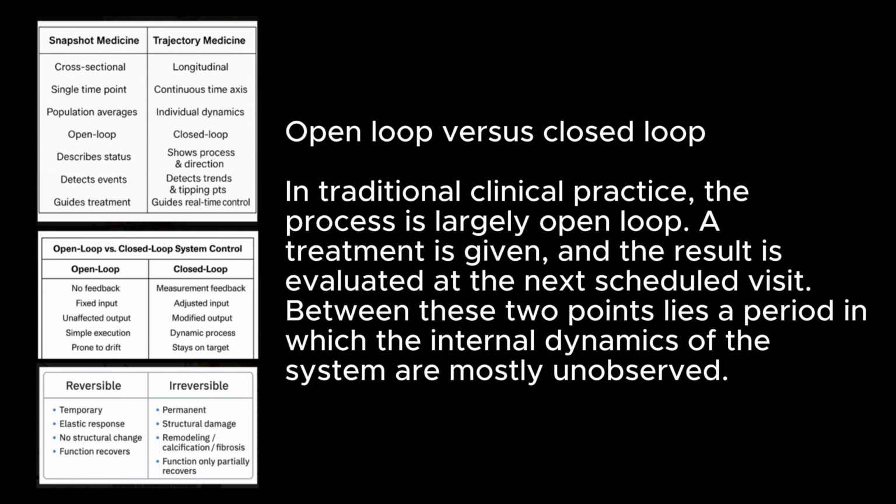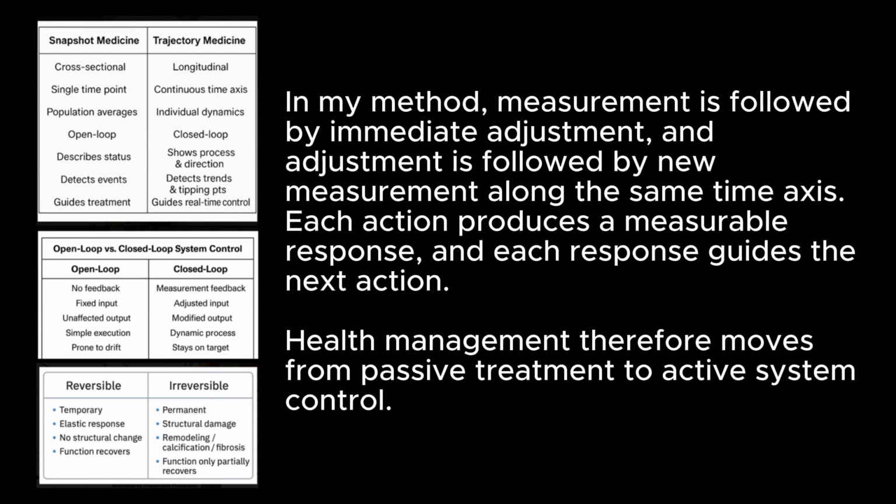Open loop versus closed loop. In traditional clinical practice, the process is largely open loop. A treatment is given, and the result is evaluated at the next scheduled visit. Between these two points lies a period in which the internal dynamics of the system are mostly unobserved. In my method, measurement is followed by immediate adjustment, and adjustment is followed by new measurement along the same time axis. Each action produces a measurable response, and each response guides the next action. Health management therefore moves from passive treatment to active system control.